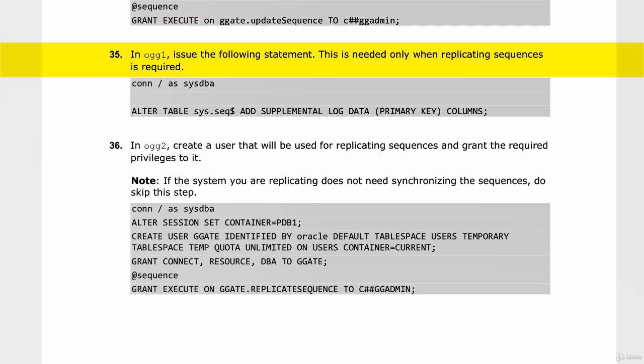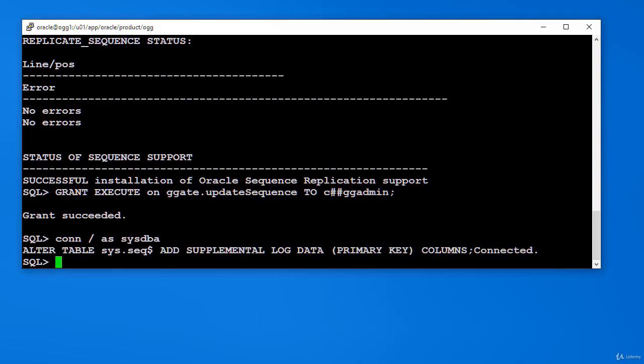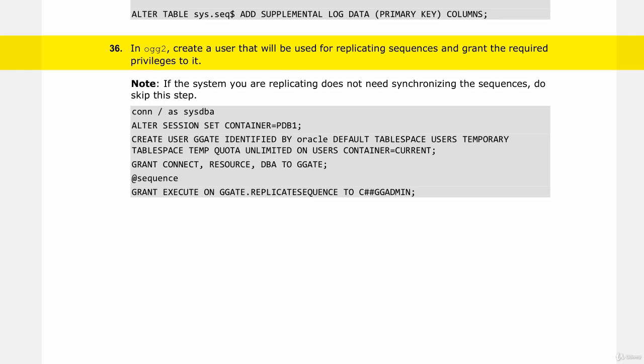In OGG1, issue the statement as shown in step number 35. This step is needed only when replicating sequences is required. In OGG2, create a user that will be used for replicating sequences, and grant the required privilege to it.